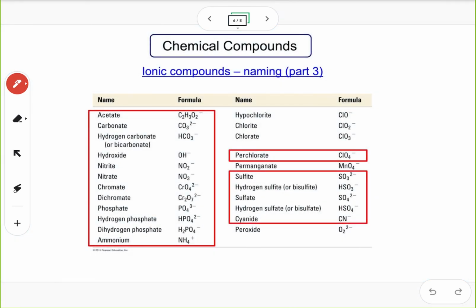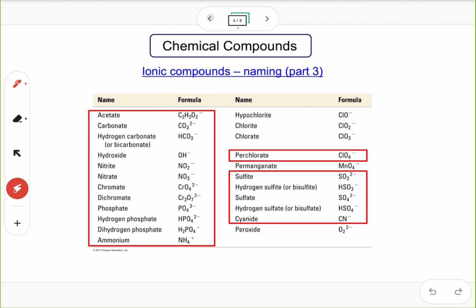Next slide, part 3 of naming ionic compounds. We'll spend enough time on this slide. This slide shows you the polyatomic ions. It's very important, and it could also be confusing or challenging. Let's take a look at those polyatomic ions.